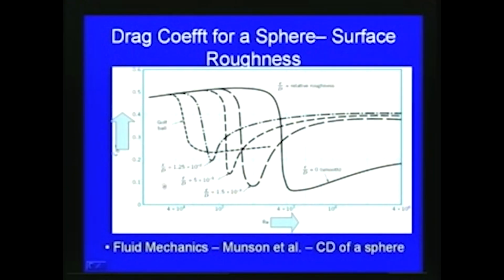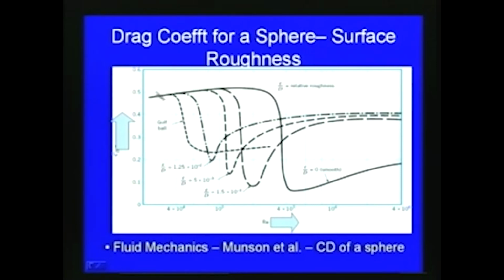Here is a plot taken from the fluid mechanics text by Munson et al., where the drag coefficient for a sphere with respect to surface roughness is shown. Here the Reynolds number is on the x axis and the coefficient of drag is on the y axis. So, this is the case for a sphere. You can see that with respect to the Reynolds number and the relative roughness of the sphere, the drag coefficient varies depending upon the roughness.